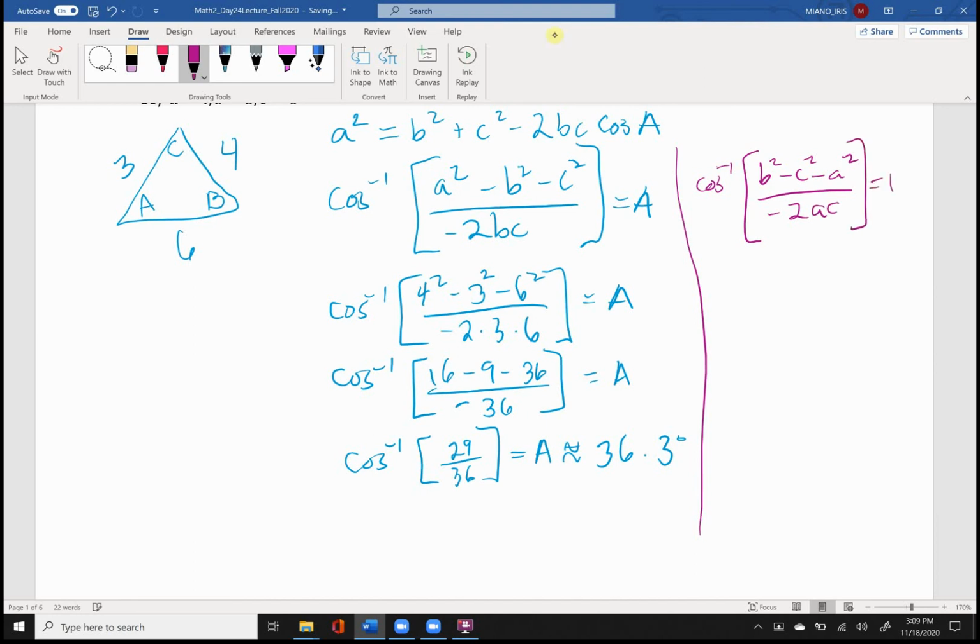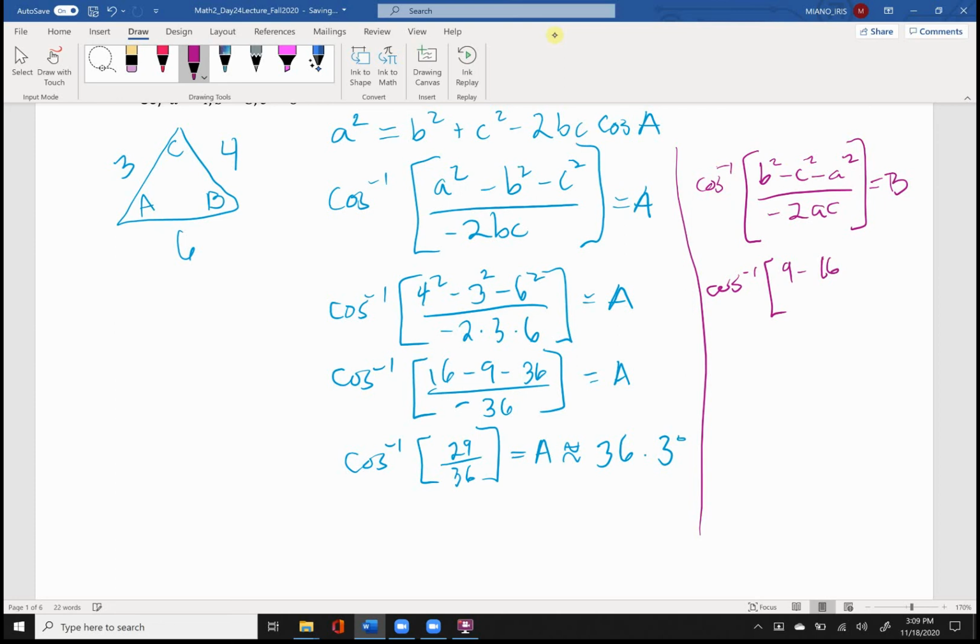That's going to give you B. And once you have B, you can add up A and B and subtract that from 180, and then you'll get C. Cool. So let's go ahead and plug and chug. So that'll be 9 minus 16.